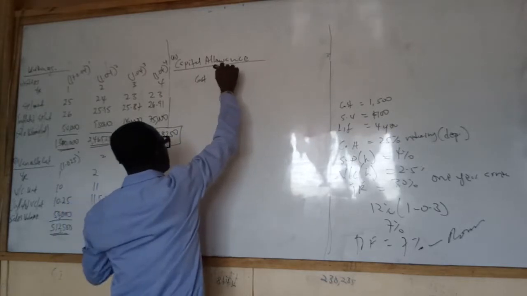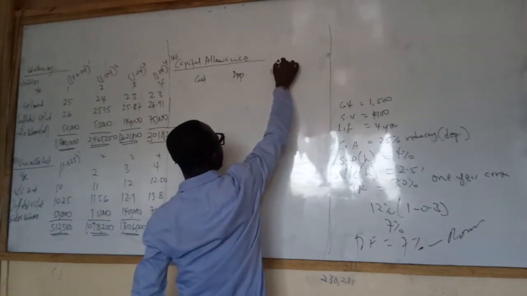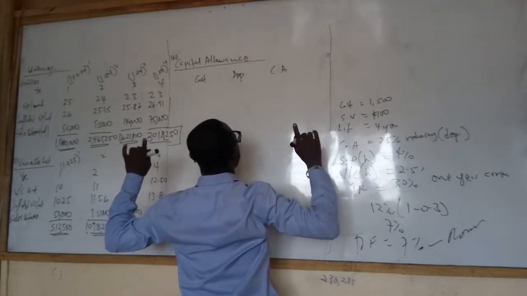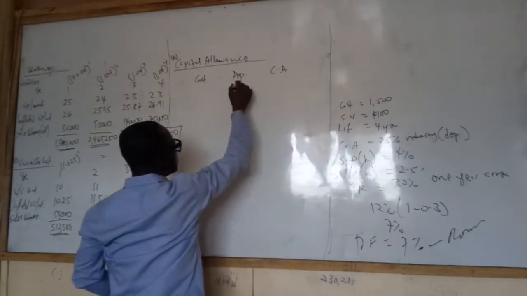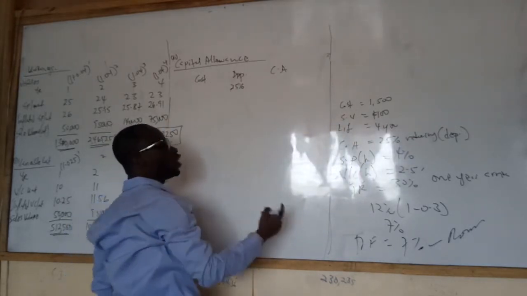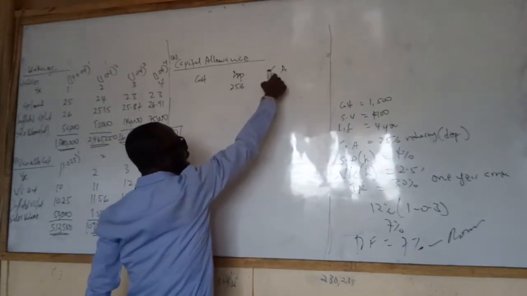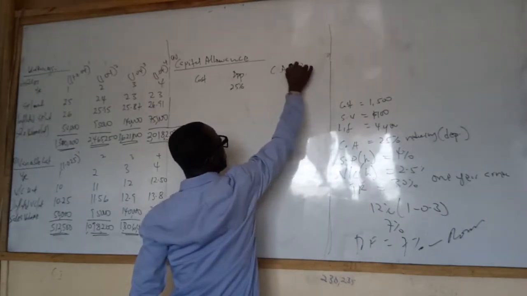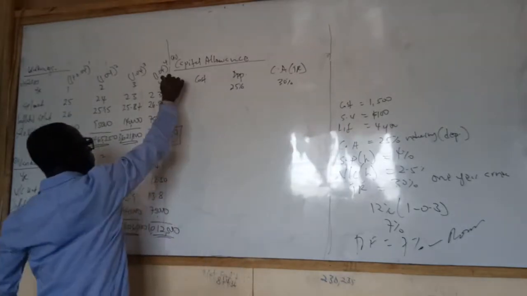So cost, depreciation, and then capital allowance. Now follow me carefully here, please. The depreciation is what has been given to us, the 25%. Even though he says capital allowance, that will be the depreciation. Then the capital allowance is always the tax rate, which is 30%. So let's go for it.